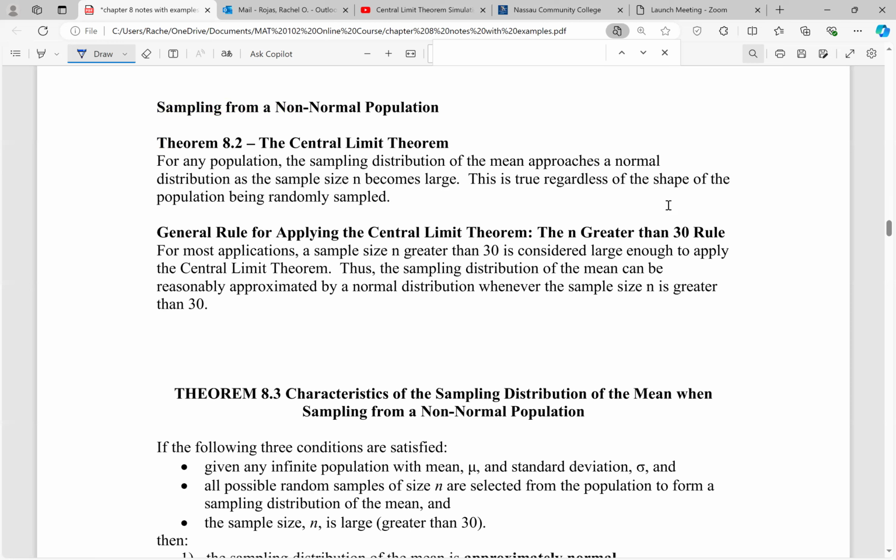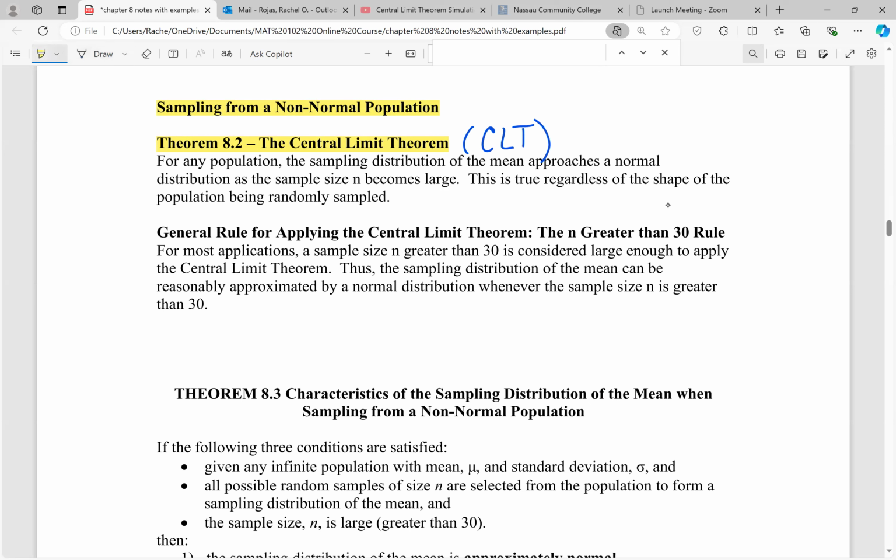But what if we sample from a non-normal population? So theorem 8.2 has a specific name, the central limit theorem, and a lot of times I'm just going to call it CLT for short. So for any population, the sampling distribution of the mean approaches a normal distribution as sample size n becomes large. This is true regardless of the shape of the population that's being sampled.